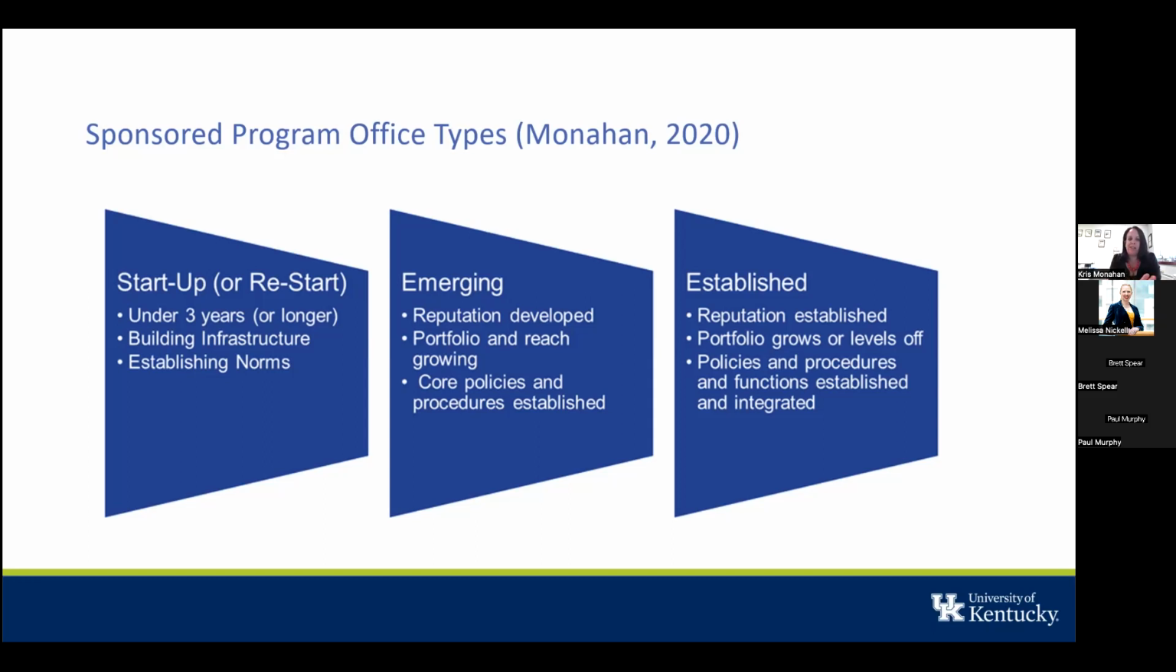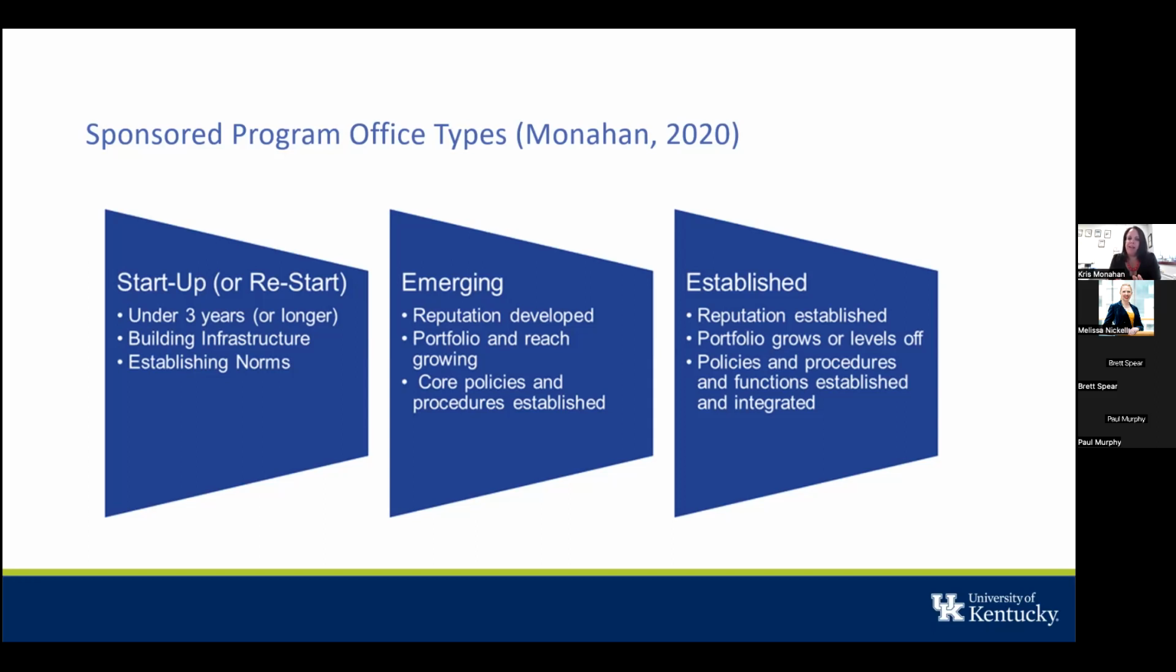So I like to say that there's 3 different types of sponsored program offices: a startup or a restart office, those that are under 3 years in length. You're building infrastructure. In those first 3 years, it takes time. You've got to get the name of your office out, establish norms. I would also say that many offices could be a restart, meaning they had something, it wasn't working, you decided to restart it. Those first couple of years, there's just a lot of work of building relationships, infrastructure, policies, procedures, and communicating those effectively with faculty.